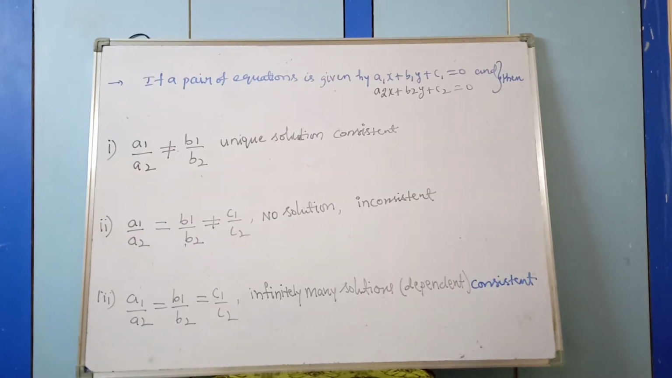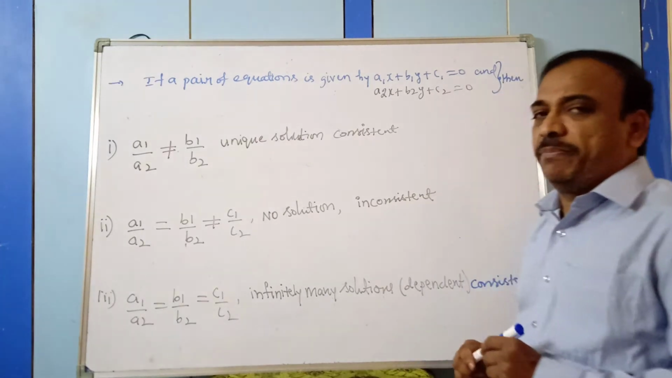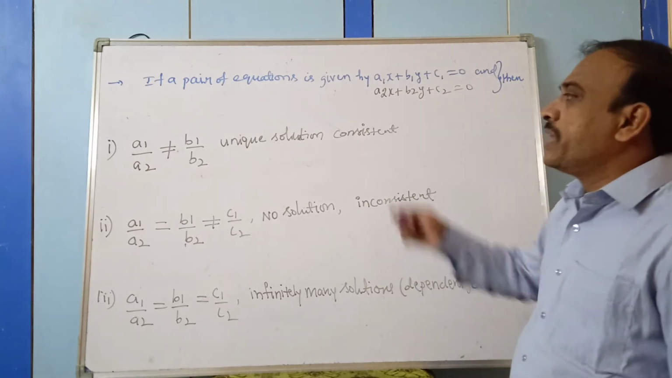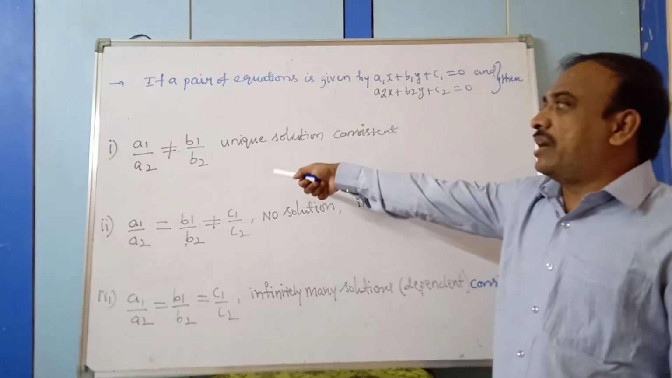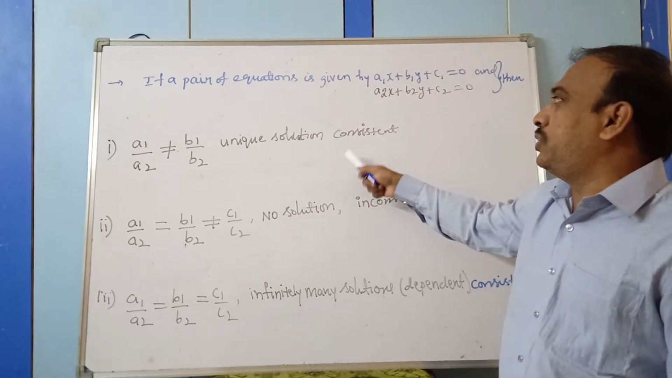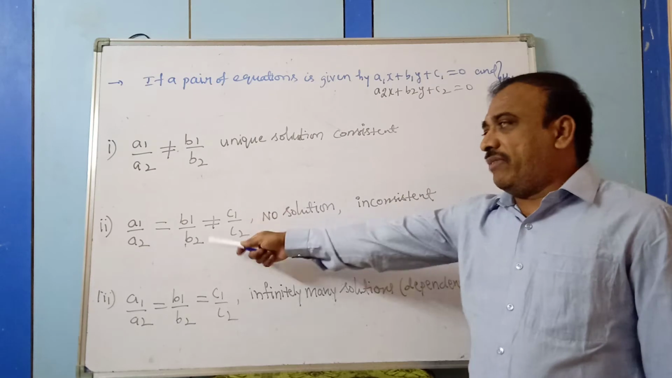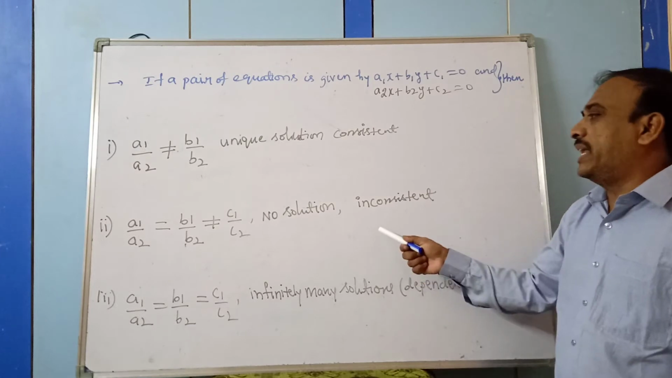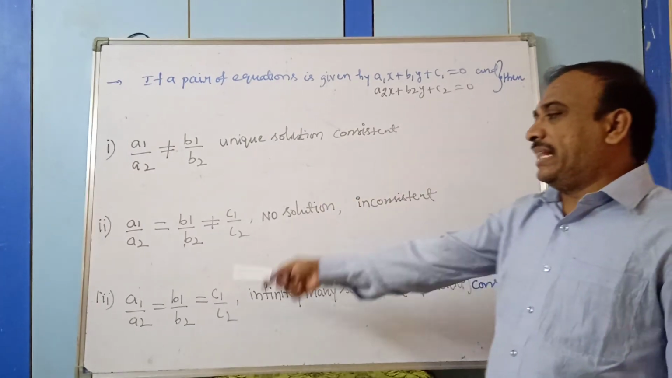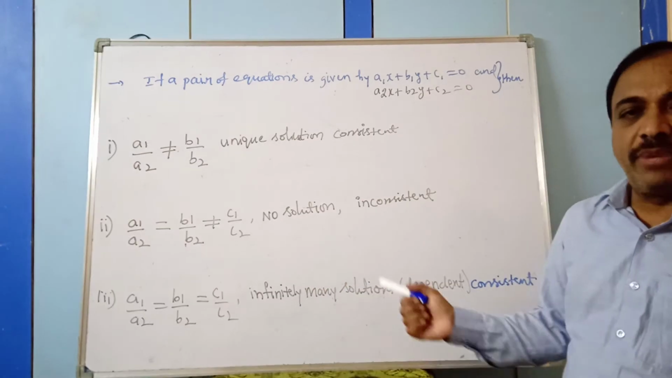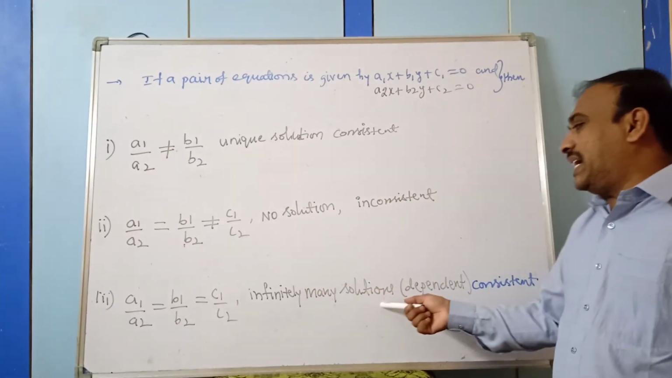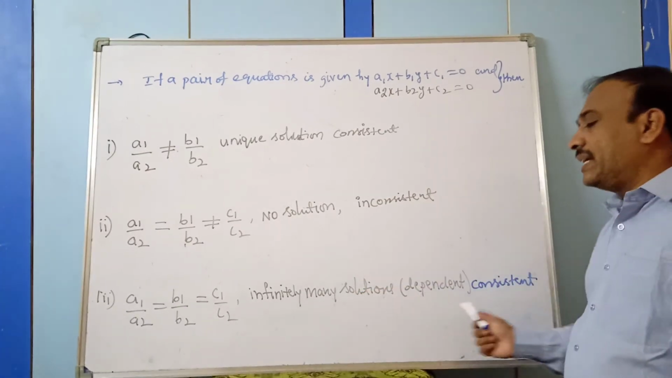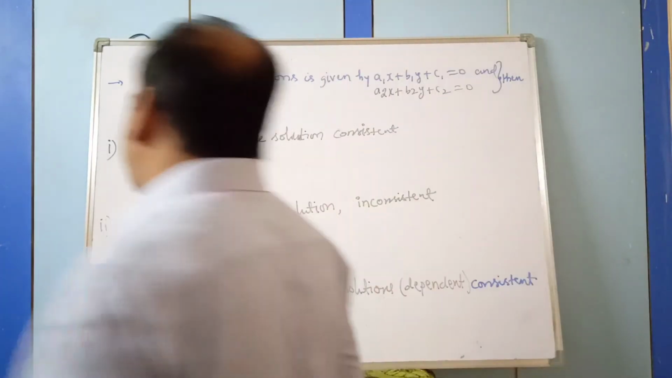Now we see, if a pair of equations is given by A1x plus B1y plus C1 equal to 0 and A2x plus B2y plus C2 equal to 0, then in the first case, A1 by A2 is not equal to B1 by B2: unique solution, consistent. If A1 by A2 equal to B1 by B2 but not equal to C1 by C2, then no solution, inconsistent. Third case, A1 by A2 equals B1 by B2 equals C1 by C2: infinitely many solutions, dependent, consistent.